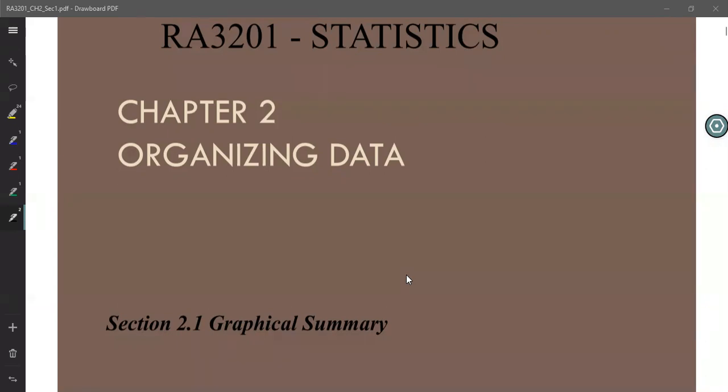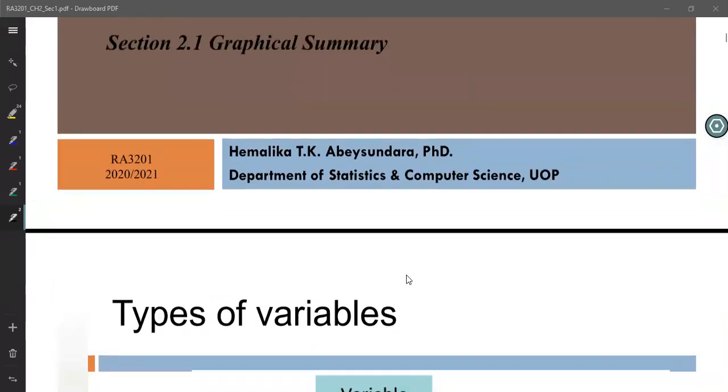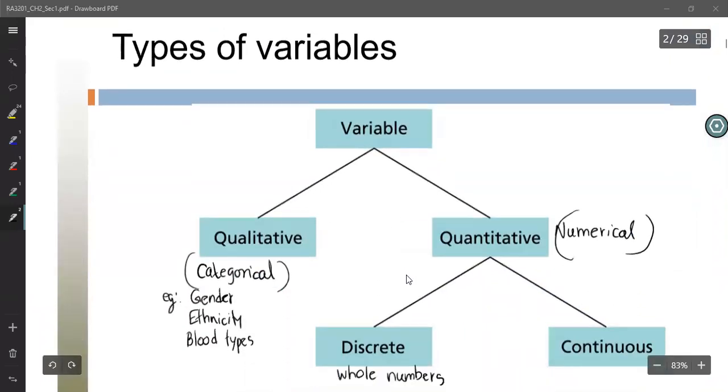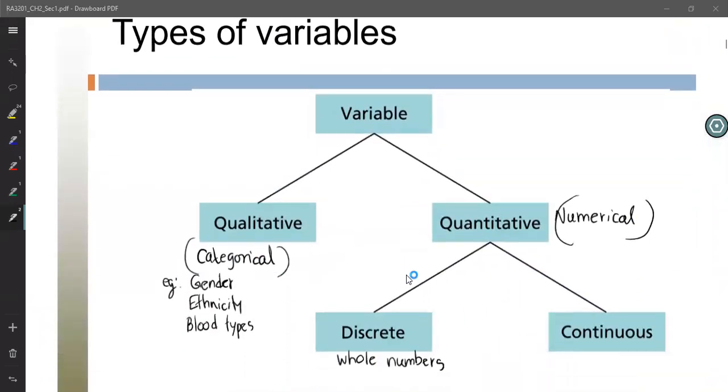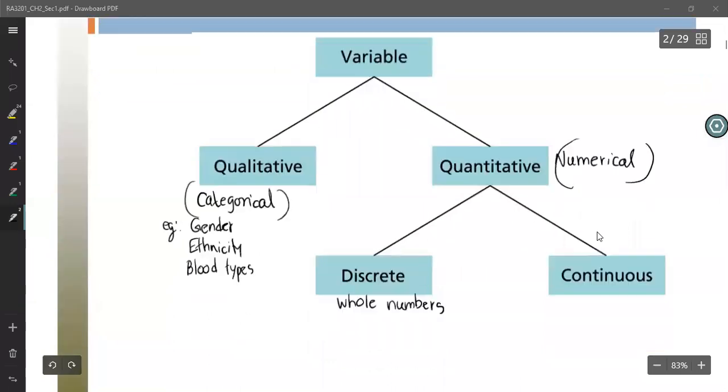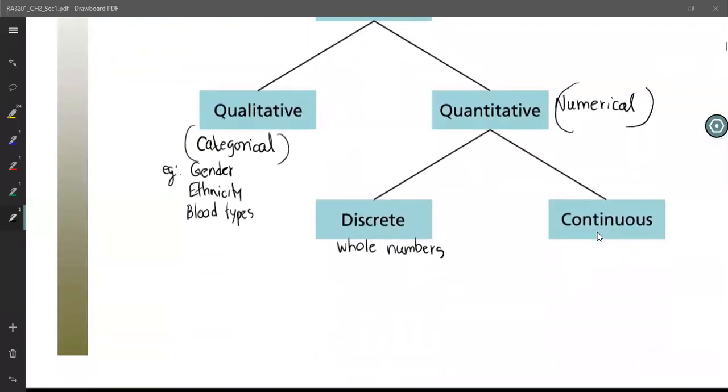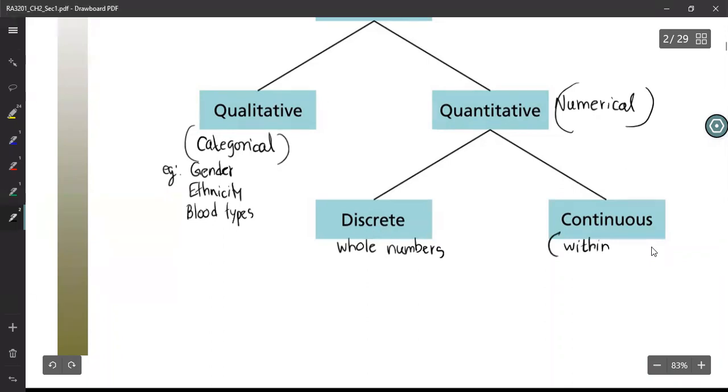When we say graphical summaries, it depends on the type of the variable you use. Variables, we already know, can be qualitative or quantitative. Qualitative is categorical and quantitative is numerical. The numerical variable can be further divided into discrete or continuous. Discrete is where you have whole numbers, and continuous is where you can have all the values within an interval, so fractions, decimals, everything.